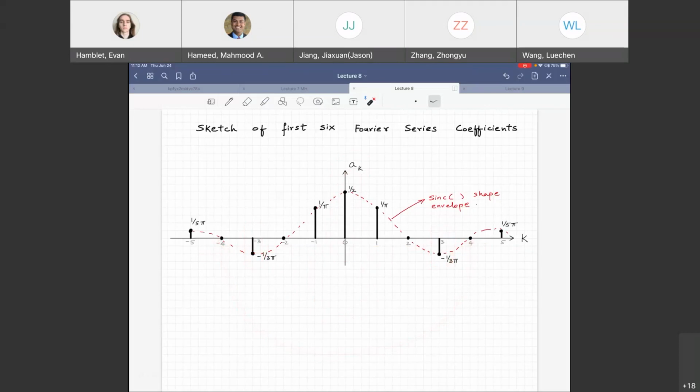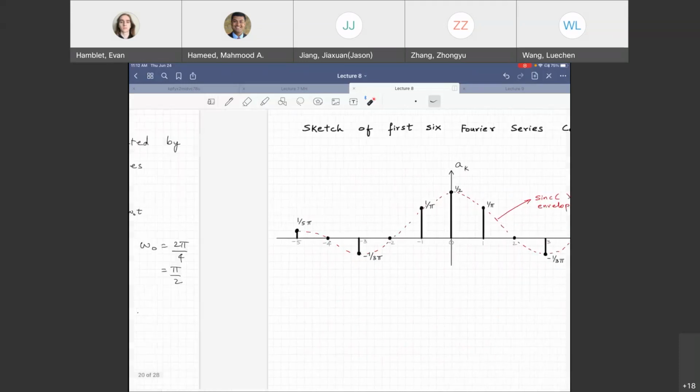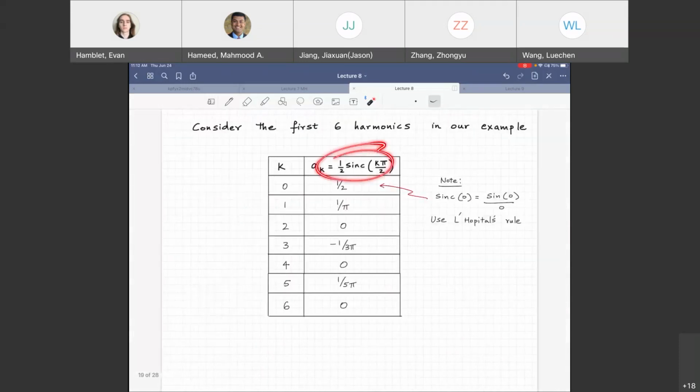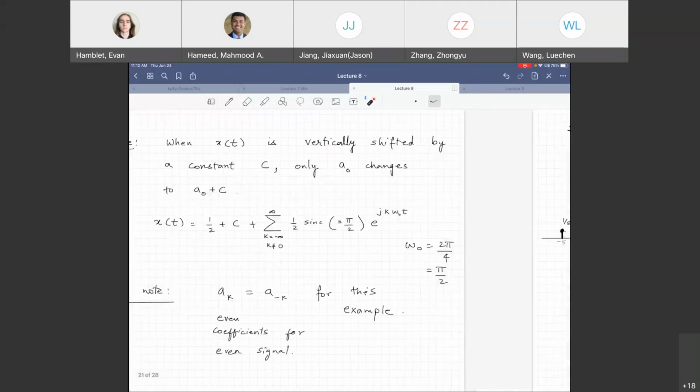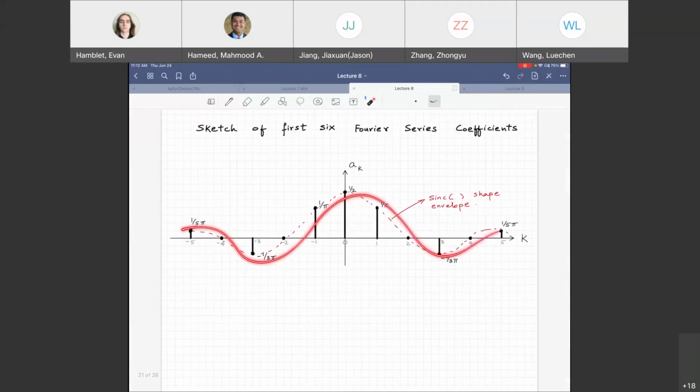A few things to note. One, the envelope of the signal has a sinc shape. Well, that's obvious, almost. It is coming from a sinc function, so it's going to have a sinc envelope, right? So that's sinc. Next, the coefficients are even, right? When you look at the coefficients, A1 equals A negative 1, A2 equals A negative 2. The Fourier series coefficients are real and even, yeah?